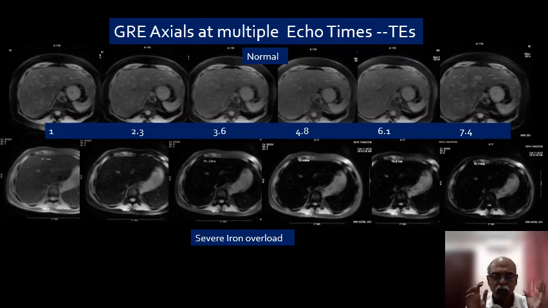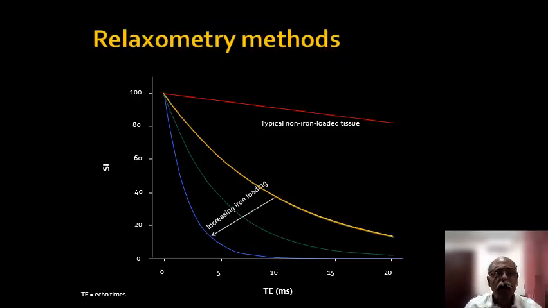This signal drop is quantified by T2 and T2 star. T2 is only a fast spin echo technique, which is not breath hold, not used anymore, not comfortable for anyone. T2 star is a GRE based sequence, a fast single breath hold technique. 15 seconds, 16 seconds, you can get this technique. That is why the T2 star based technique is what is commonly used to assess and quantify the liver iron overload, and this is the graph which I have shown earlier as an image.